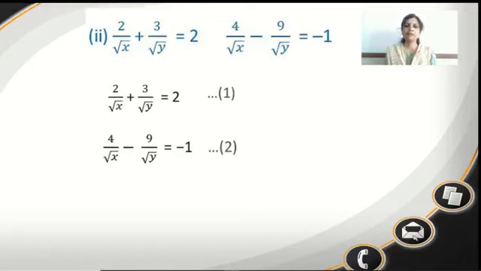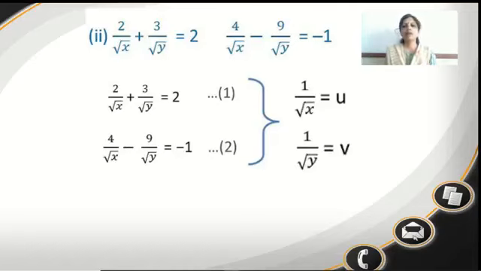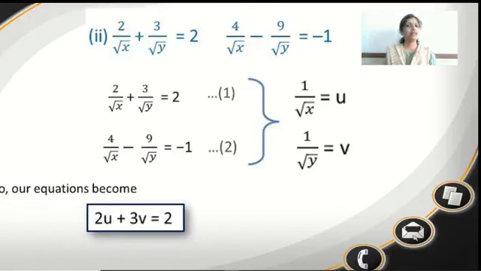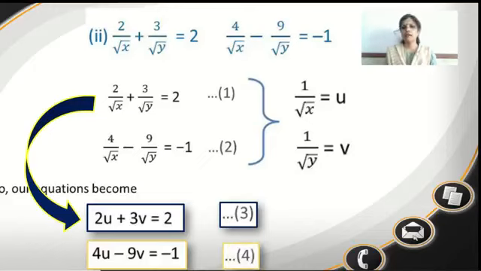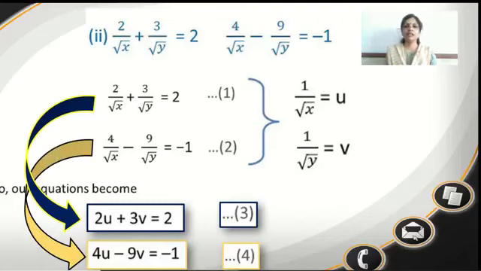Now what will be our substitution? Our substitution will be, let 1 upon square root x is equal to u, and 1 upon square root y is equal to v. So how will we write that? It is 2 into u plus 3 into v is equal to 2, equation 3. And you can make out that equation number 1, we have made it so simple to solve. Similarly, we will have 4u minus 9v is equal to minus 1. We will name this equation number 4, and you can see that we have again made it so simple. This is our equation 2, converted into a simple equation in the standard form of linear equations in two variables.